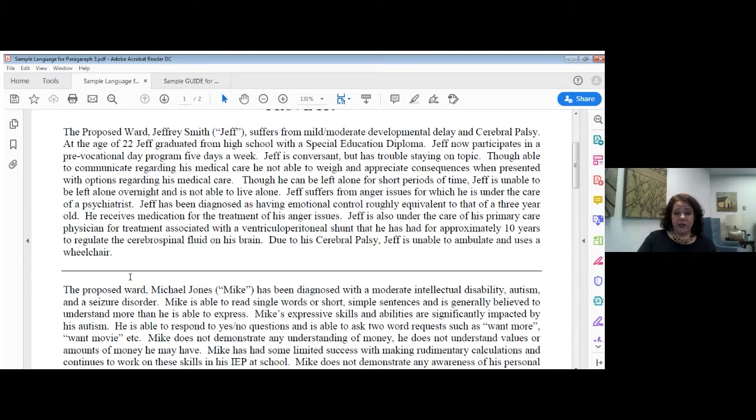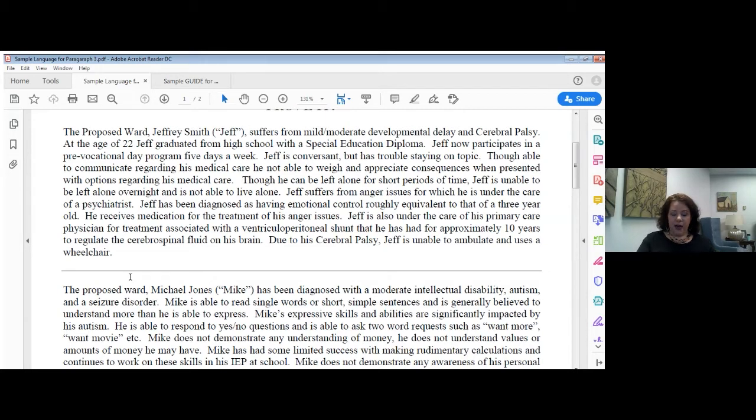And then further speaking to some safety issues, he suffers from anger issues for which he's under the care of a psychiatrist. He's been diagnosed as having emotional control roughly equivalent to that of a 3-year-old. I like to use that. If you have any grade equivalents on anything, my child reads on a 2nd grade level.